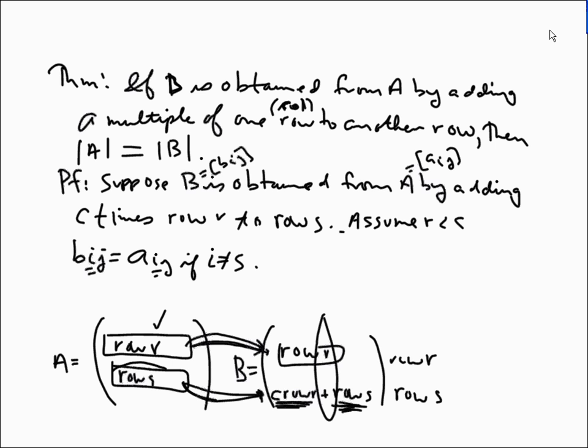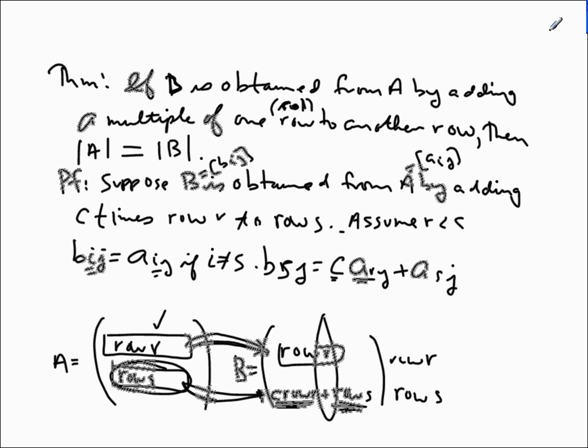Row S, I can write in terms of ARJ. So the BSJ entry will be C times ARJ. I took the j's column in row R entry and I multiplied it by C, and now I just add on ASJ. Okay, this did not have to be a B. All right, there it is. And of course, all of you saw that I was supposed to write that. Very good.